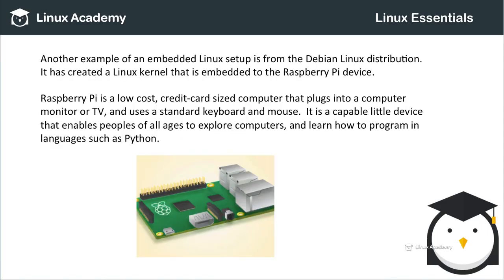Another great example of an embedded Linux setup is the Debian Linux operating system. Debian has created a special Linux kernel that is embedded in the Raspberry Pi device. Raspberry Pi is a low-cost, credit card-sized computer that plugs into a computer monitor or TV. It uses just a standard keyboard and mouse. It's a capable little device that enables people of all ages to explore computing and learn how to program it in languages such as Python.